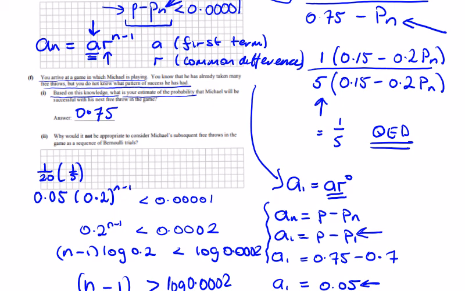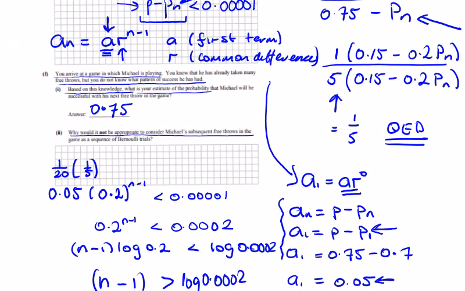In the last part, why would it not be appropriate? So they're telling you the answer: to consider Michael's subsequent free throws a sequence of Bernoulli trials. Well, they're not independent. The probability of success and the probability of failure change. That can't happen in Bernoulli. That's enough for that. So that's that whole question. Attempt number 2 there.